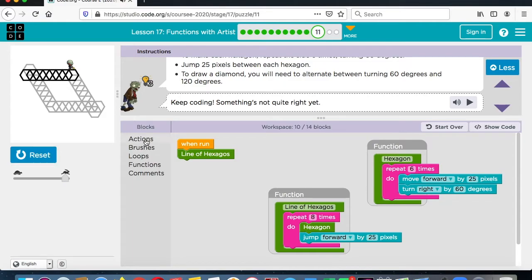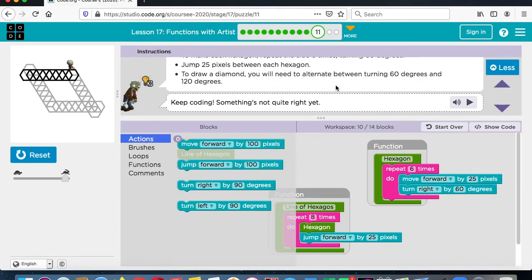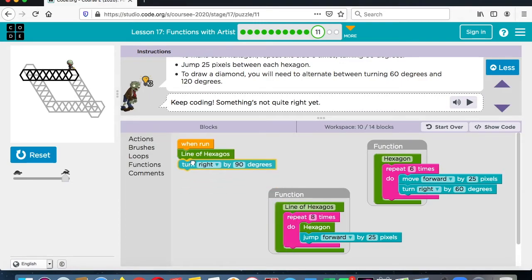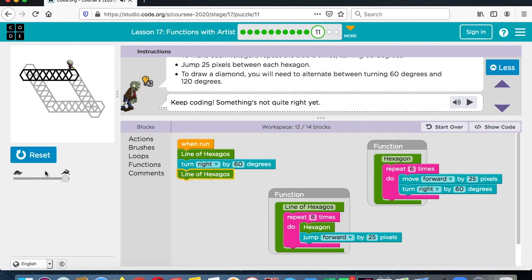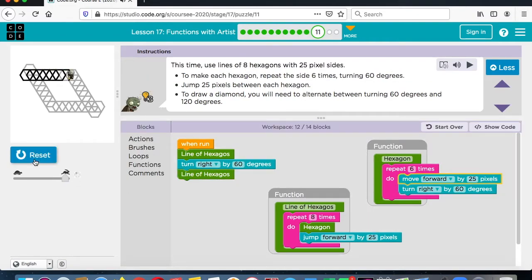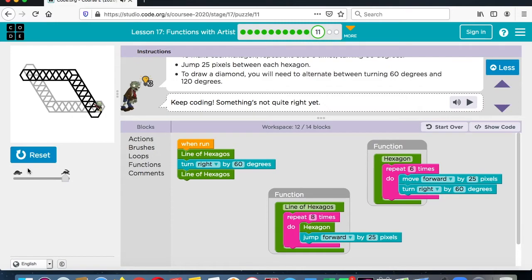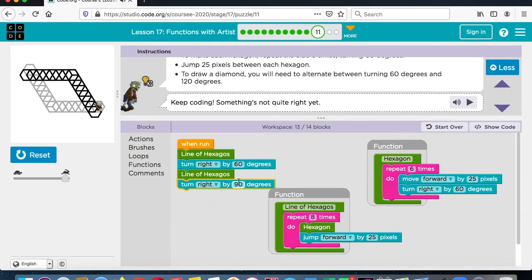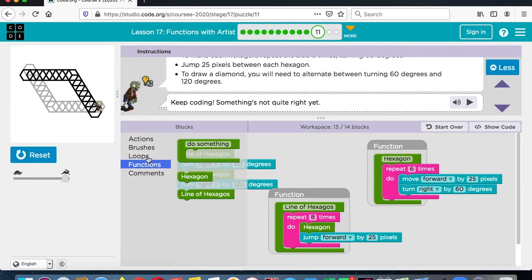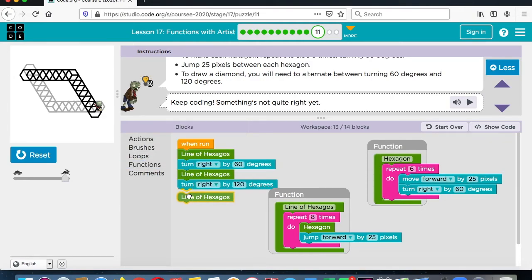What are we going to do next? We're going to turn to the right. So this is similar to the other one. Turn right by how many? 60, they tell us. Turn right by 60. And then what are we going to do next? We're going to do our function again, line of hexagons. Now what do they want us to do? A turn by 120. Turn right by how much? By 120. And then what are you going to do? You're going to do your line of hexagons again.